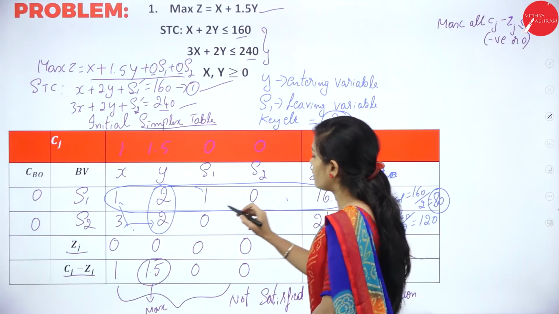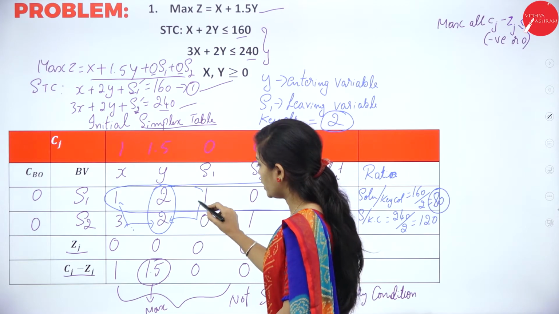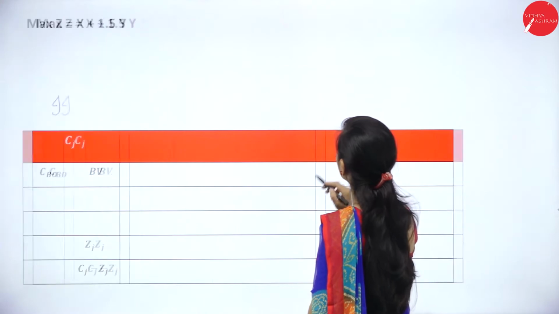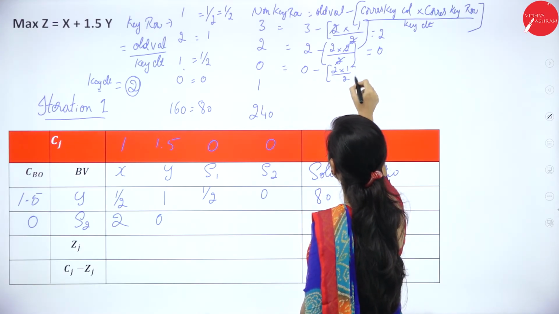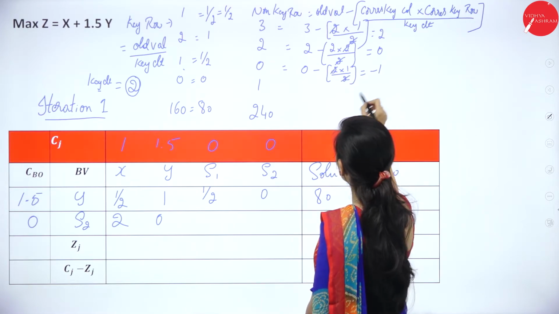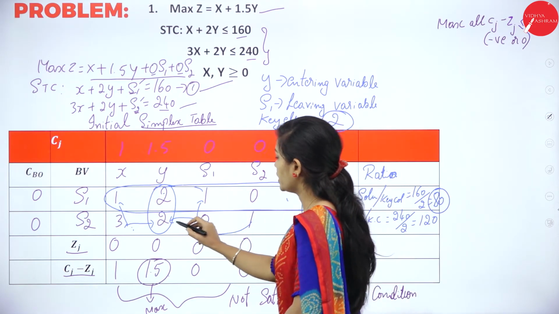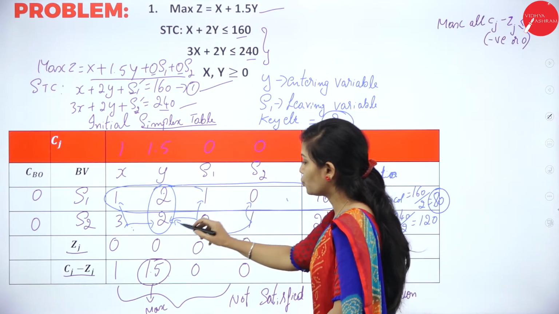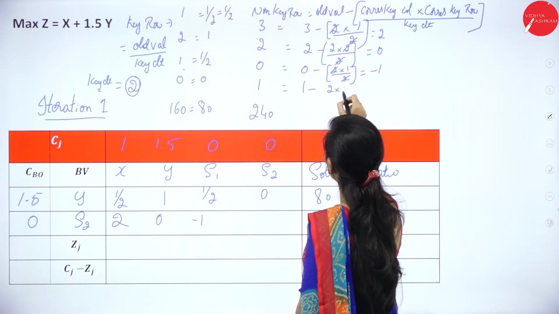And old value is 0. Corresponding key column is 2 and corresponding key row is 1. So 0 minus 2 into 1 by 2. The 2 gets cancelled. It is minus 1. And old value is 1. Corresponding key column is 1, key row is 0. So 1 minus 2 into 0 by 2.